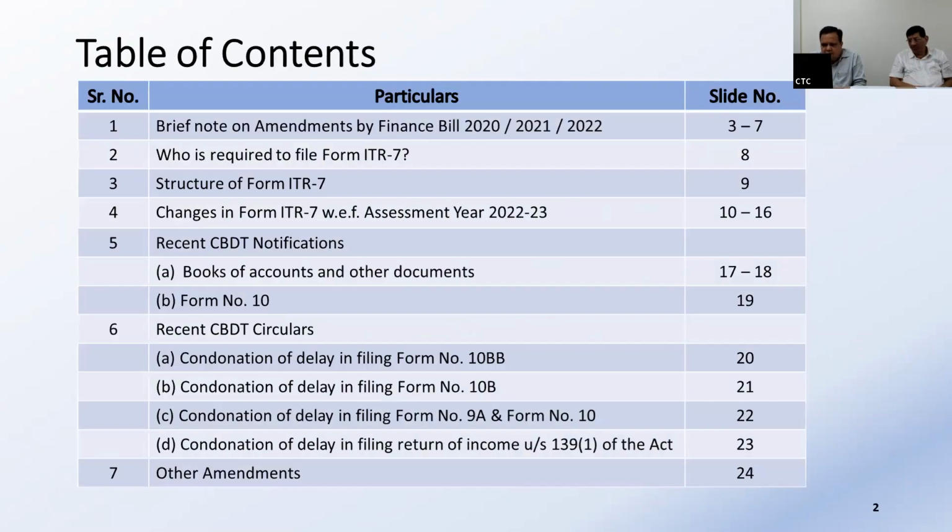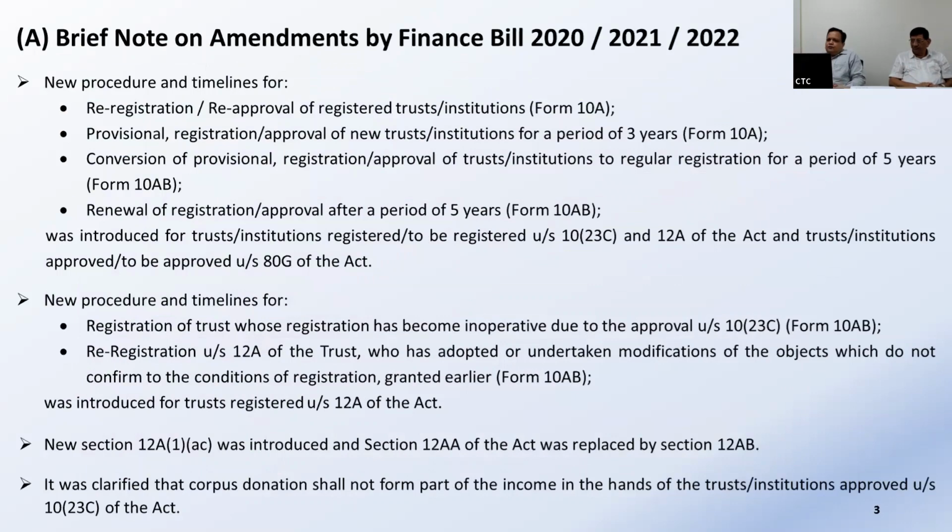Yes, sir. So, a brief note on amendments. Now, everybody is quite aware now. From Finance Act 2020, the re-registration process was introduced. Re-registration process of 10(23C) institutions, re-registration process of 12A organizations, and the re-approval of 80G organizations. The institutes which are already approved under section 80G had to renew themselves or get themselves reapproved.